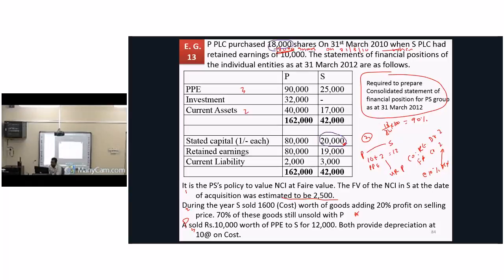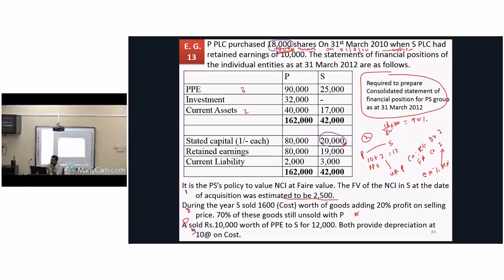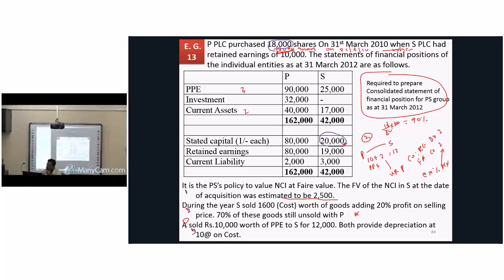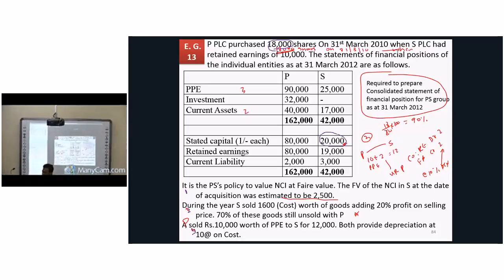Then there are some items, investment, PP, current asset, everything is given. Simple balance sheet. Then if you look at these adjustments, 1, 2 and 3, these are the 3 adjustments we have. It is the parent's policy to value NCI at fair value. The fair value of NCI on that date, very simple, 2,500. Now we know the double entry. How to pass the double entry?